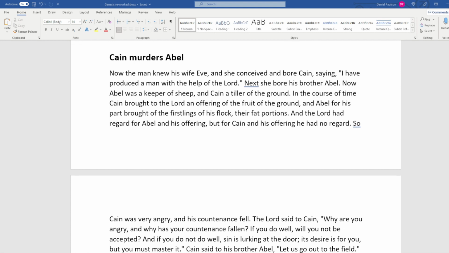Now Abel was a keeper of sheep, and Cain a tiller of the ground. In the course of time Cain brought to the Lord an offering of the fruit of the ground, and Abel for his part brought of the firstlings of his flock their fat portions. And the Lord had regard for Abel and his offering, but for Cain and his offering he had no regard. Okay, let's stop right there and talk about this.